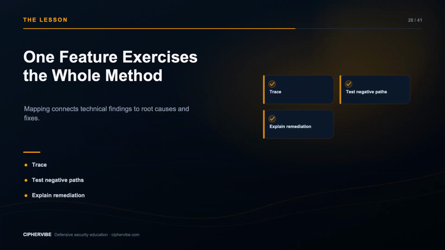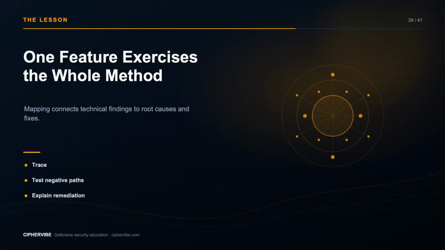This small feature touches mapping, authentication, sessions, authorization, input handling, business logic, data minimization, errors, logging, and platform configuration. That is why the book's systems approach survives. It teaches you to connect a symptom to the trust decision that created it.